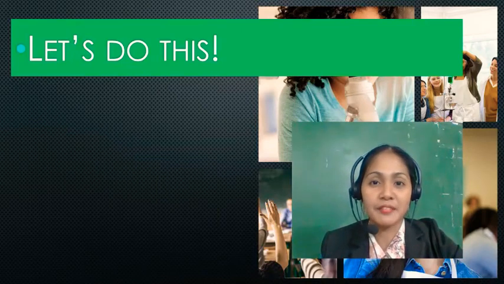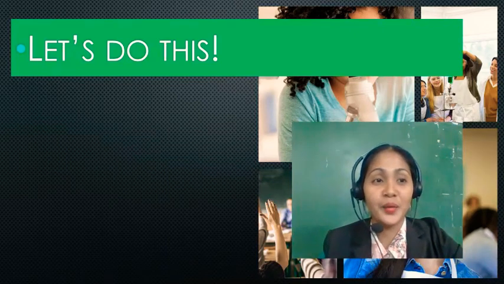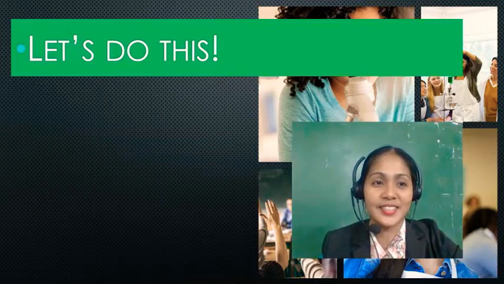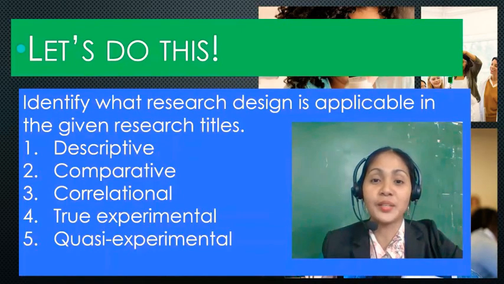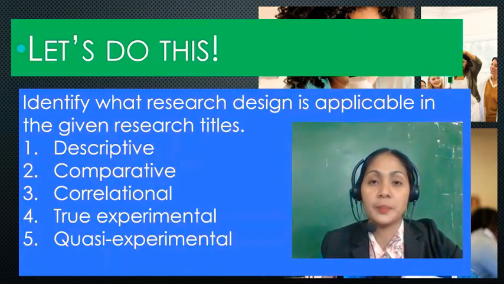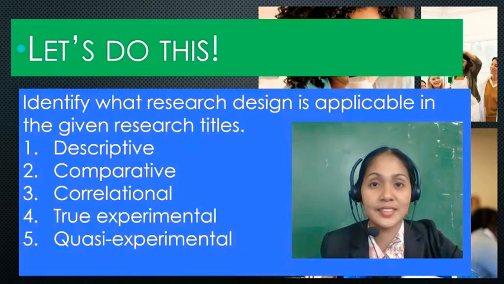Alright, I hope you're still doing great. You have just known the 5 types of quantitative research designs and the sample research title in each type. Now, you might want to get a pen and try doing this. Let's do this. Identify what research design is applicable in the given research titles. You can choose from descriptive, comparative, correlational, true experimental, and quasi-experimental. Are you ready? Okay, let's proceed.